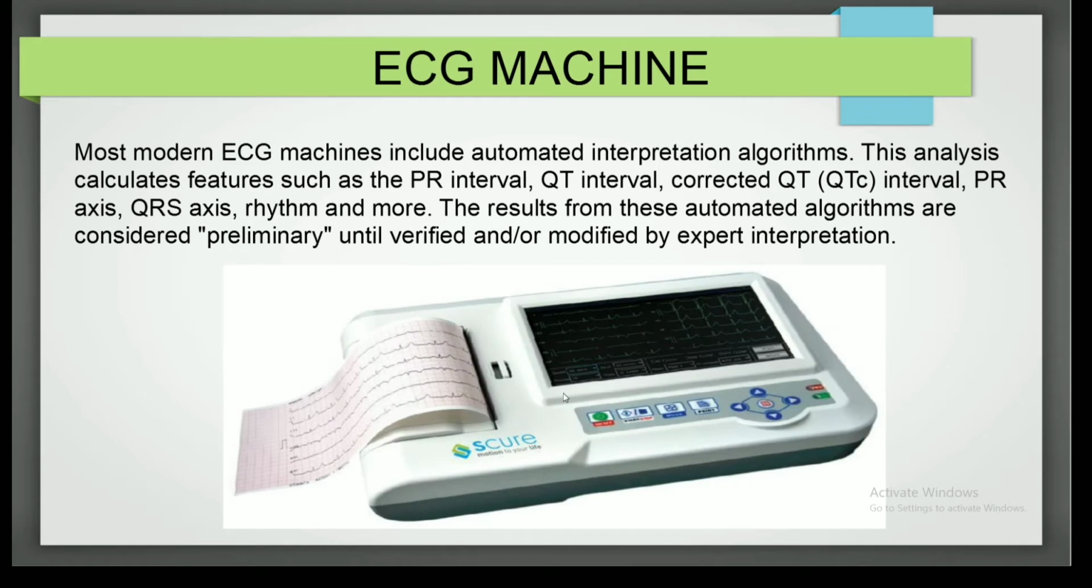Then the ECG machine, with which we do an ECG. In a modern ECG machine we collect some data like PR interval, QT interval, corrected QT interval, P axis, QRS axis, and rhythm rate. We can also find these from the ECG machine. Any type of deviation from the normal ECG, this modern ECG machine can detect properly.